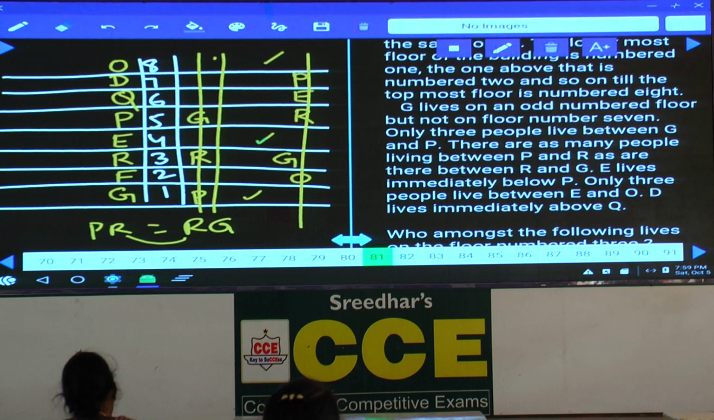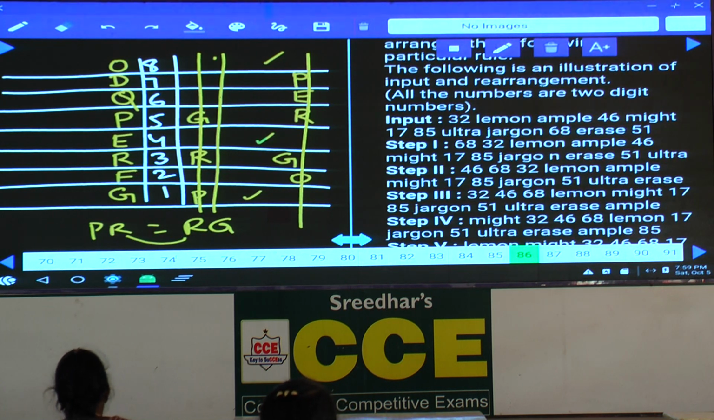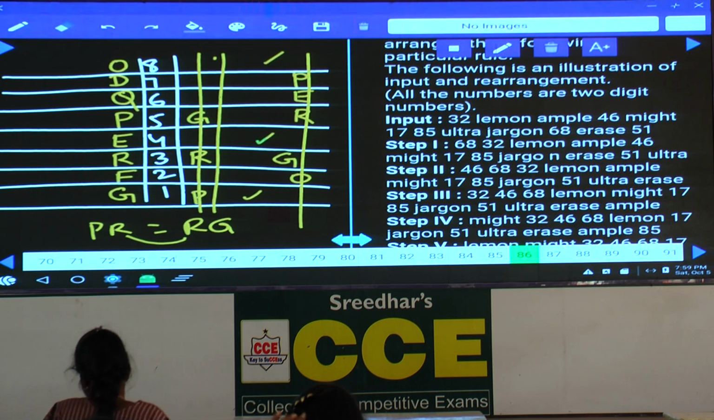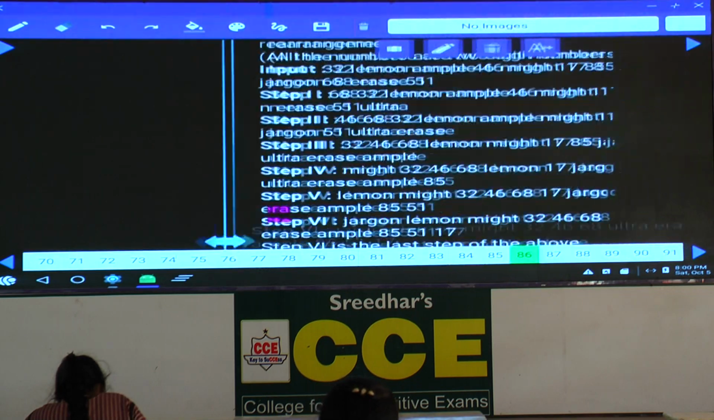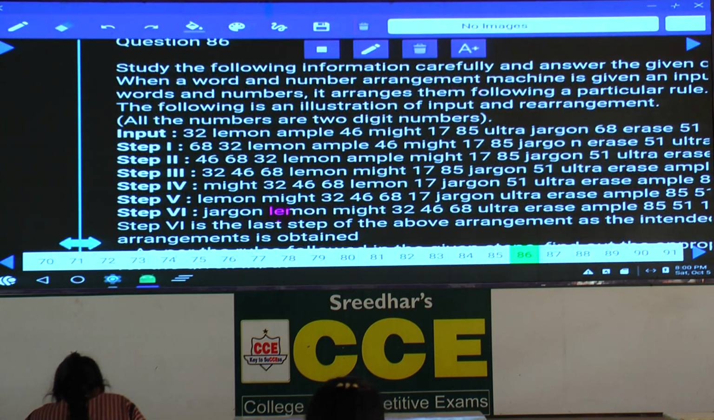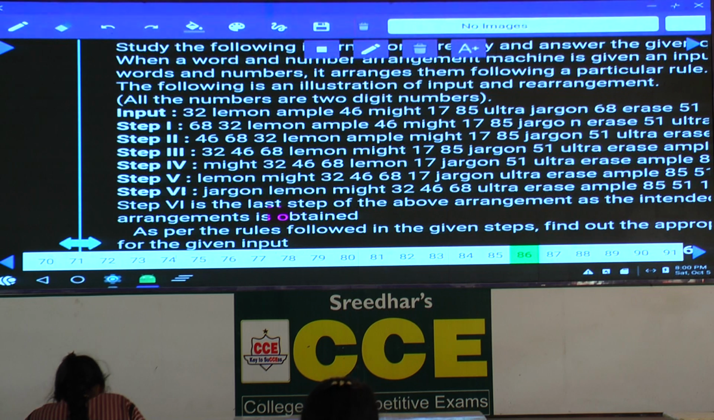Then question numbers 86 to 90. Now in these question numbers 86 to 90, tell me what is the information we have? Input and output. In this input and output, how many elements are there? There are some 12 elements. And how many steps are there? There are exactly 6 steps. That means in each step exactly 2 elements are being arranged.